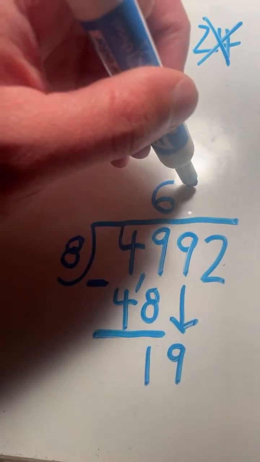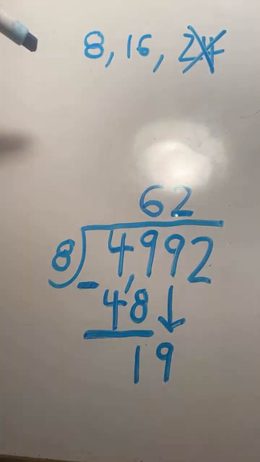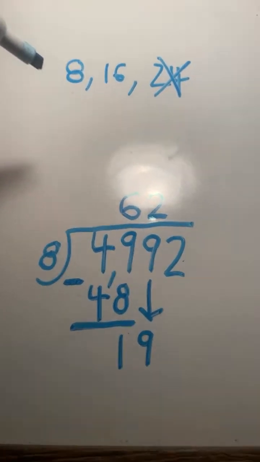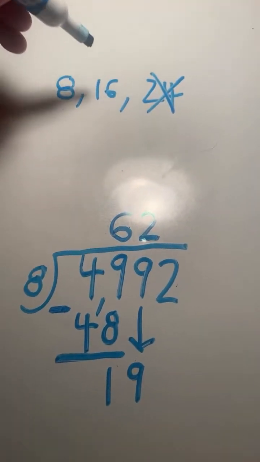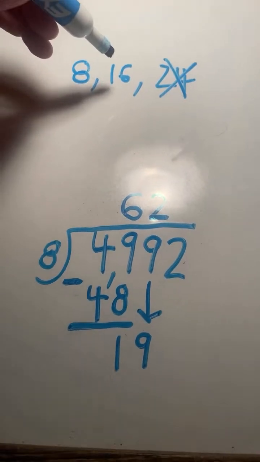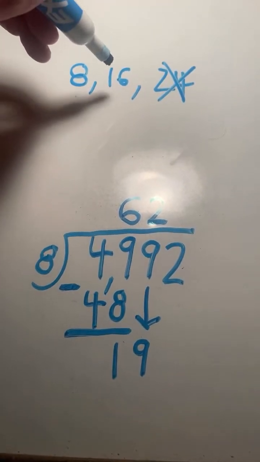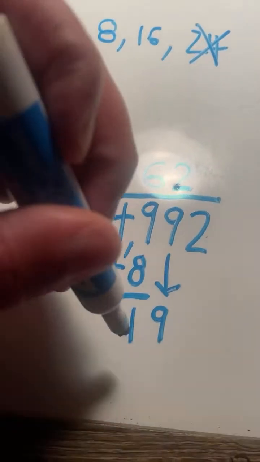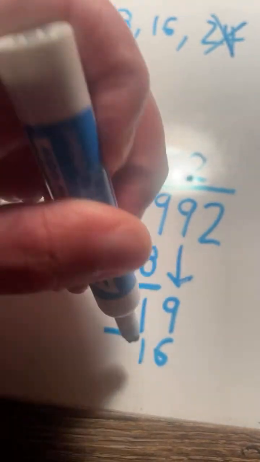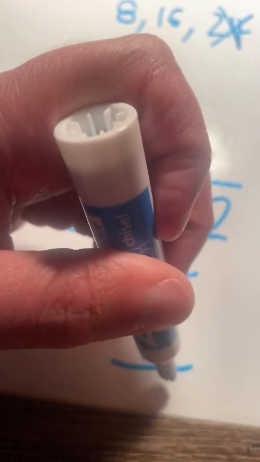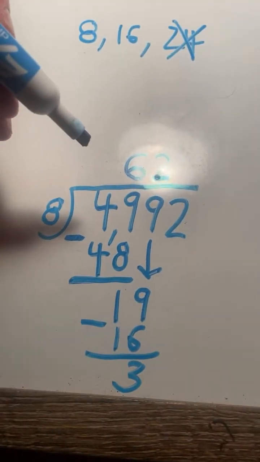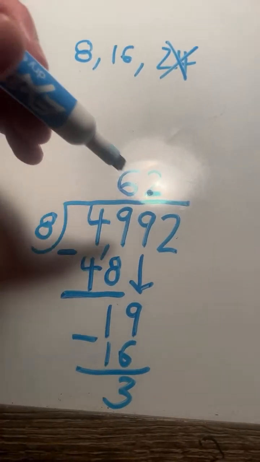So 19 divided by 8 equals 2 with a remainder. To find that remainder, we have to subtract the closest number that we could get to 19 without passing it. So 16 was as close as we could get to 19 without passing it. So I'm going to do 19 minus 16. We have a remainder of 3.